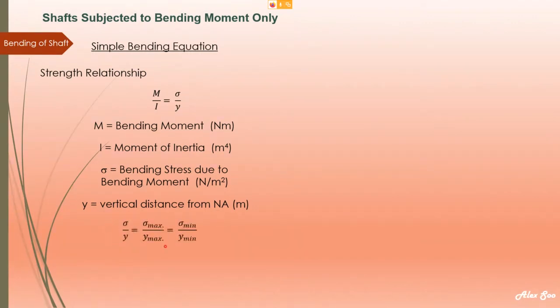So based on this, we have the equation. By considering M and I as constants, we can develop an equation saying that for maximum bending stress, we have to refer to the external diameter over 2. For the minimum bending stress, we have to refer to the internal diameter over 2. For torsion, for twisting moment, this is tau over r: tau max over r max, tau min over r min. But this is bending stress, so it's sigma max over y max and sigma min over y min.